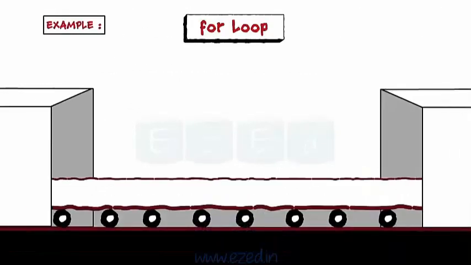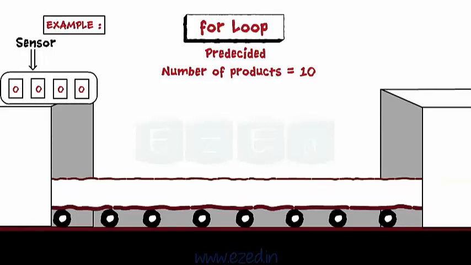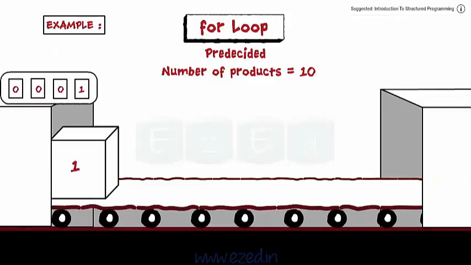Let's take the conveyor example to understand for loop. For example, again here, it is pre-decided that the number of products to be processed is 10. The sensor keeps track of the counter's value, whether it has reached 10 or not. When the first product is placed on the conveyor, the counter is set to 1. The sensor tests the condition by checking if counter value is less than 10.